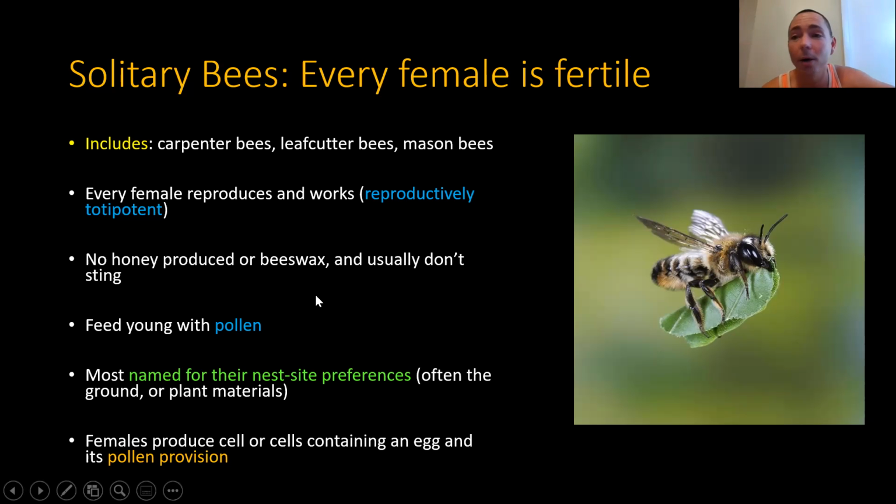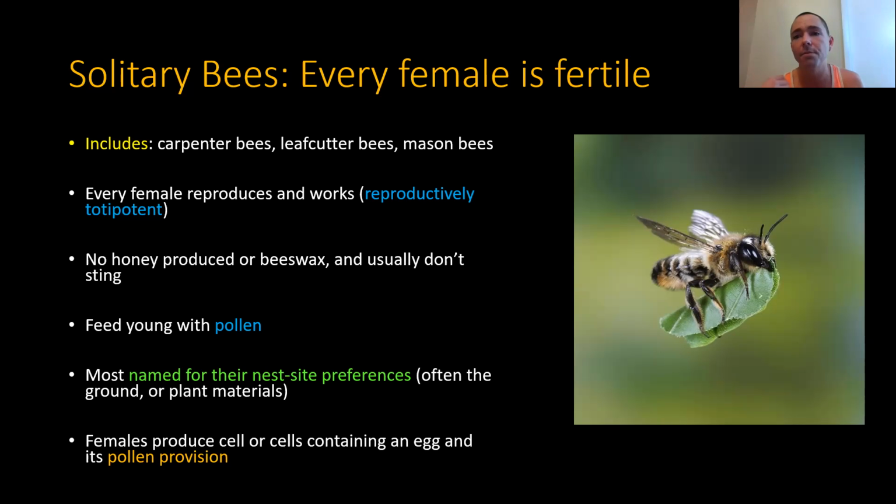Okay, so solitary bees don't produce beeswax, they don't produce honey, you can't do any of that, and they usually don't sting unless you really, really tick them off, and then they're not that powerful of stingers, despite the fact that some of these species are huge. They, like the eusocial species, produce pollen that they provision to their young.